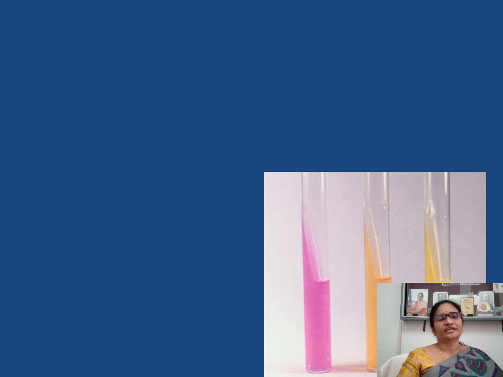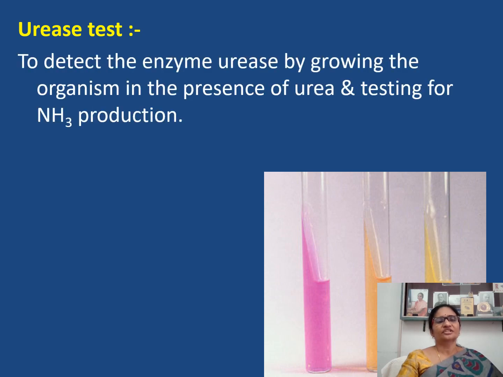Identification of Enterobacteriaceae group of organisms. And now coming to the other test, that is the urease production test. Some of the bacteria will have the capacity to produce an enzyme called urease. Urease is an enzyme which will split urea into ammonia.